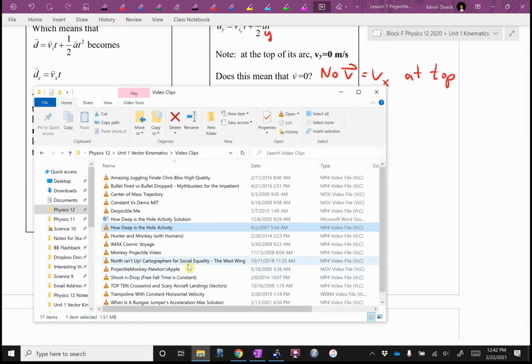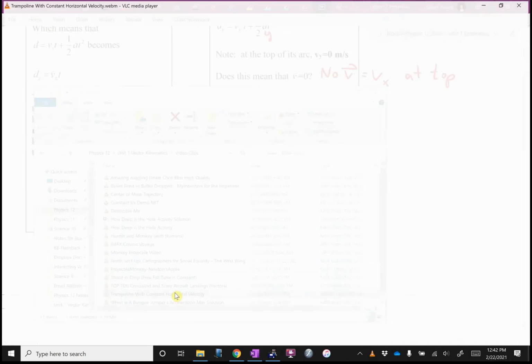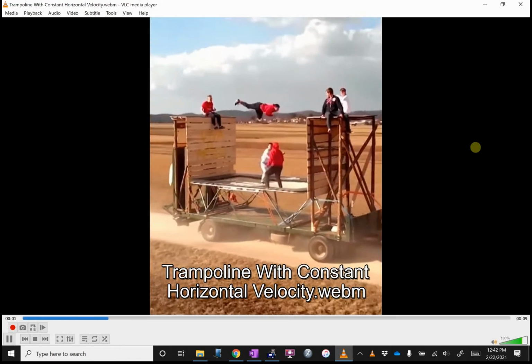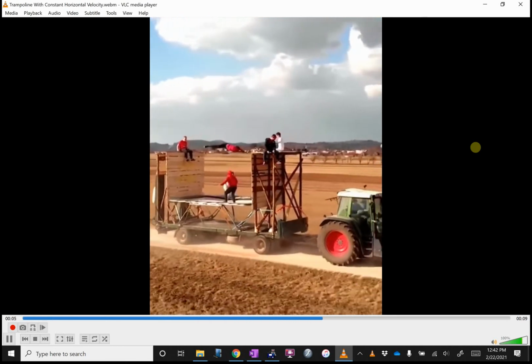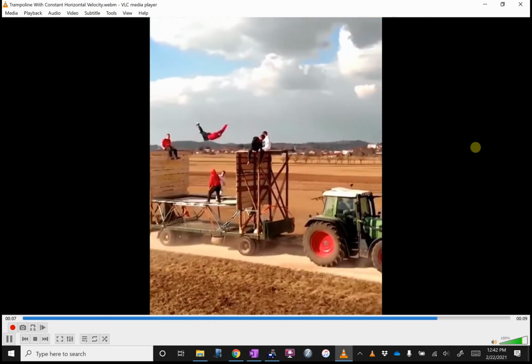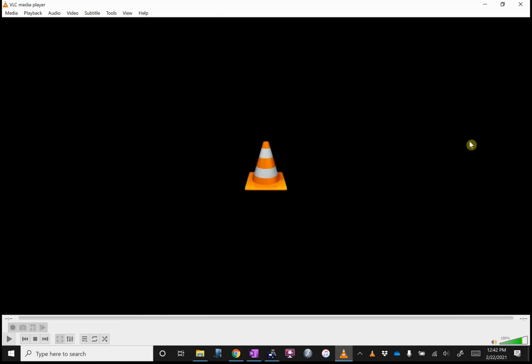Put your pencils down, look up. I mentioned that the horizontal velocity is constant. There you go. You'll notice the vehicle is not moving ahead or behind the trampoliner while they're in free fall. They were moving at a constant velocity with the object. They stay together.